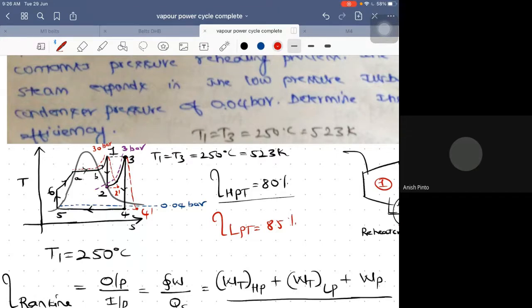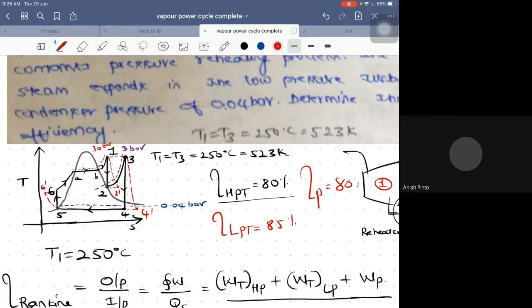Efficiency of the pump was given. Very good. If the efficiency of the pump is given, it would not go from 5 to 6 in a straight line. Rather, it would deviate something like this to meet at 6 dash. We need to increase the complexity further.